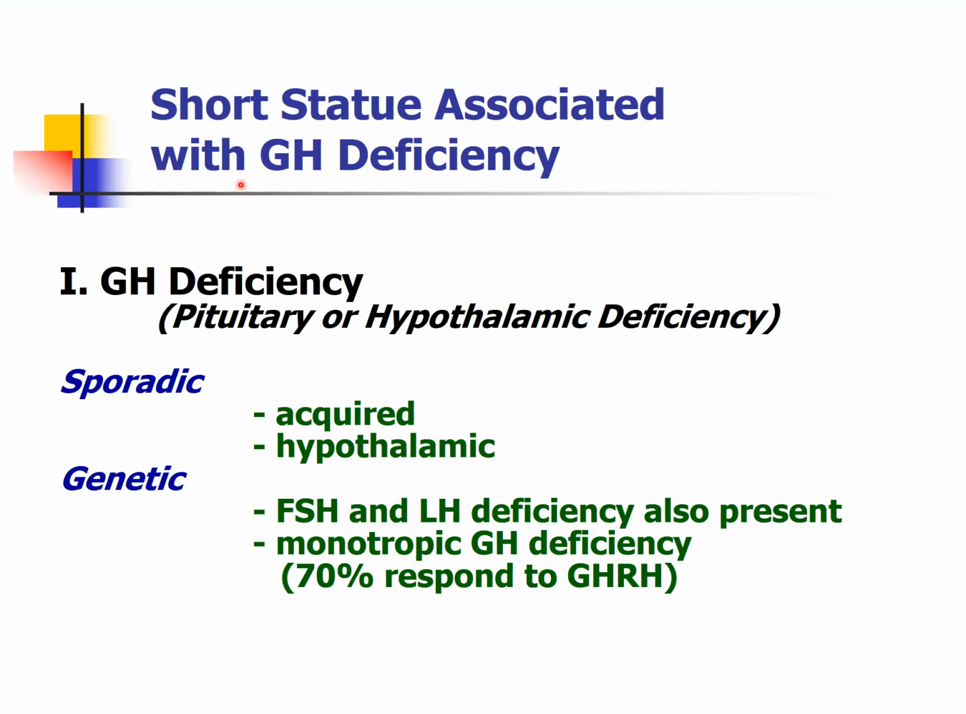Now, what other thing can it be? For example, short stature that is dependent on growth hormone deficiency. Well, this is one when we're talking about not having enough growth hormone. So that's the pituitary or hypothalamic deficiency. Again, as we mentioned, it can be acquired due to some kind of hypothalamic disorder. But it can be genetic, though in this genetic reason it usually affects some other hormones. Usually the FSH and LH deficiency is also present, but relatively the monotropic form is less common, and its response to GHRH secretion.